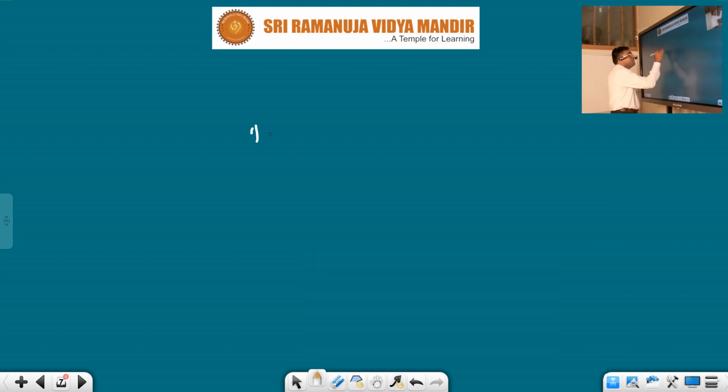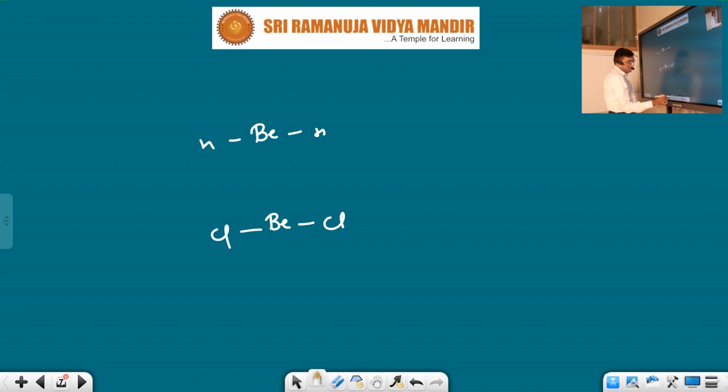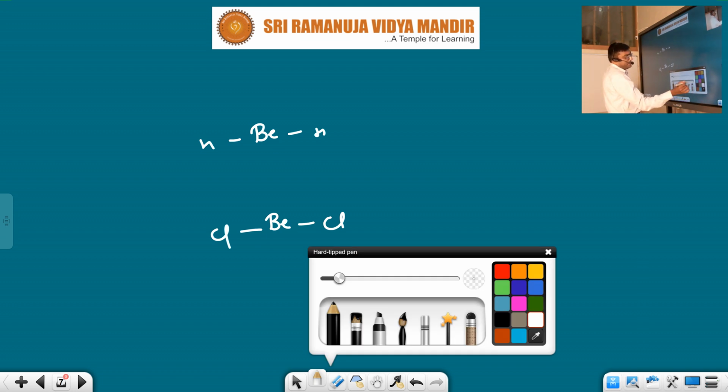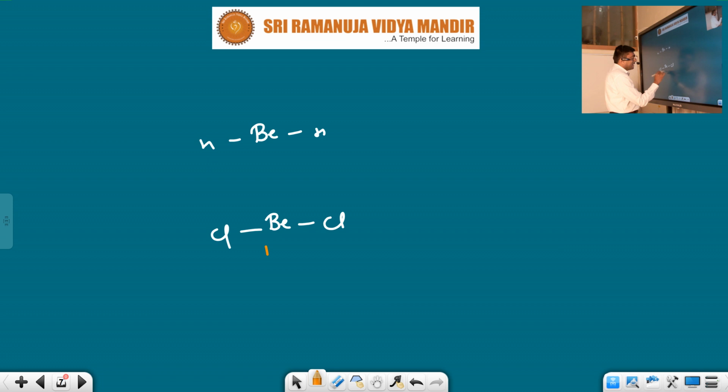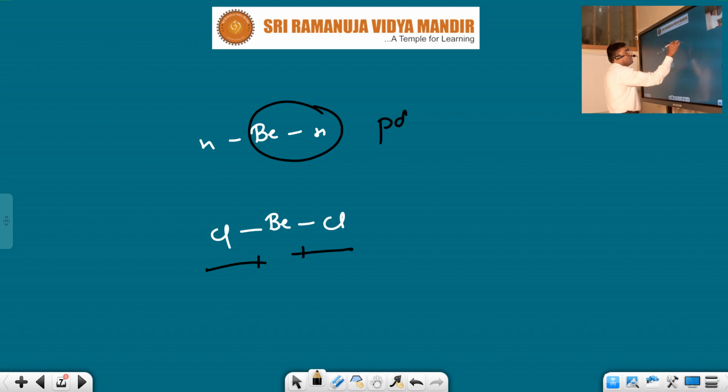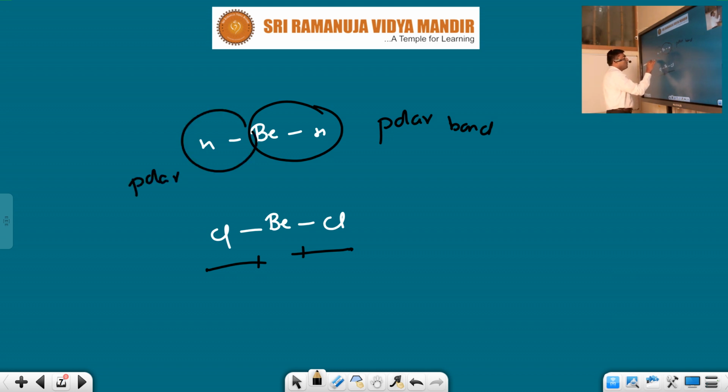Students, let us take here BeH2 or BeCl2. Have a look. BeCl2. If you draw the bond polarity, it is as follows. You can take another color which is more visible. I take the black color. So you can see here the bond polarity is 0. It is getting cancelled. But individually this is a polar bond. Individually this is also a polar bond. There is a bond polarity.